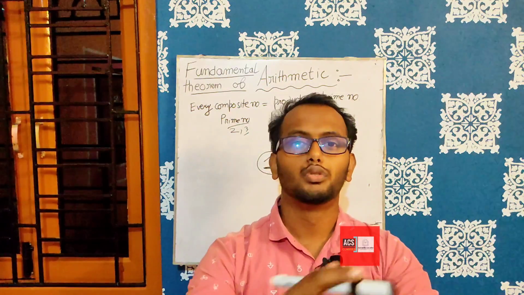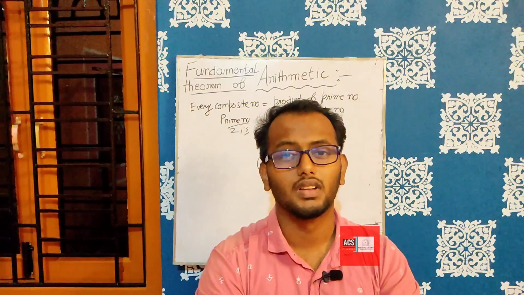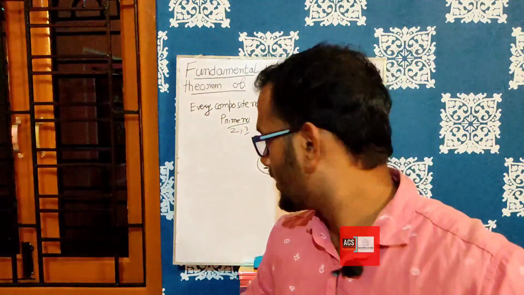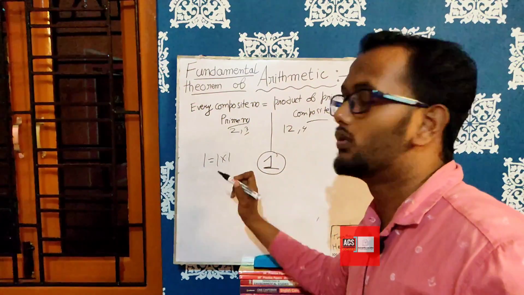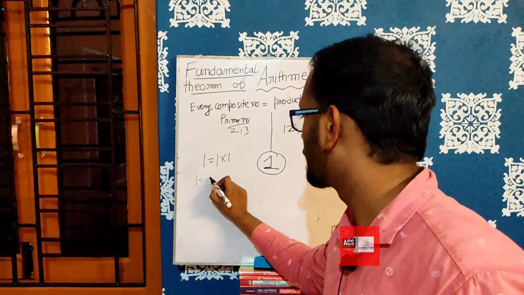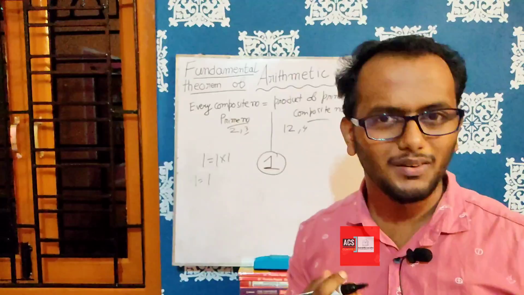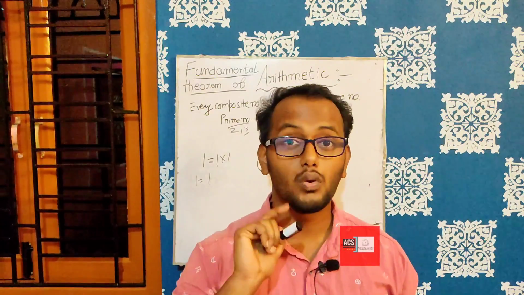Okay, so 1 is neither prime nor composite. Why? How can you write 1? 1 is 1 into 1. Okay, so what are the factors of 1? It's simply 1. I don't know if it's visible or not, but you can easily understand what I'm saying. So 1 has only one factor.